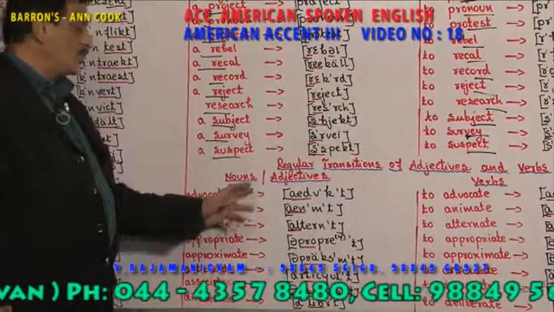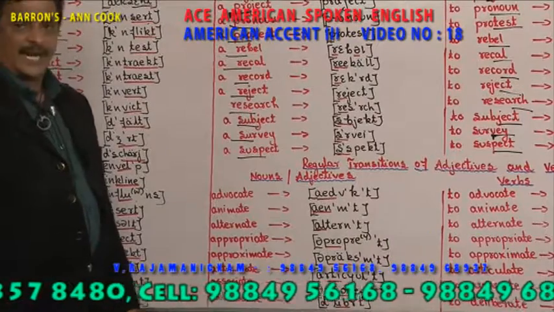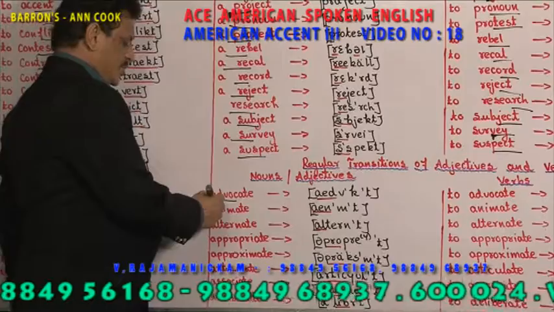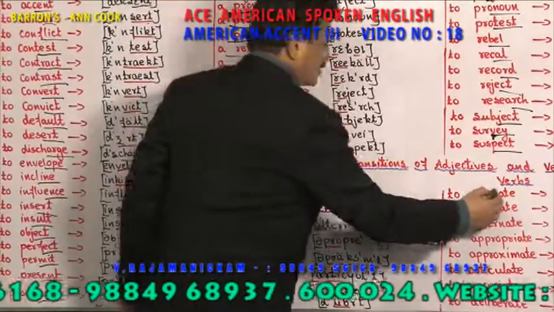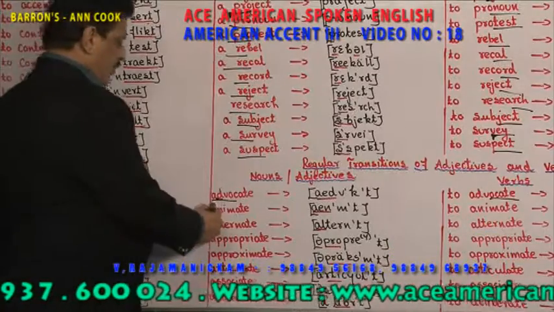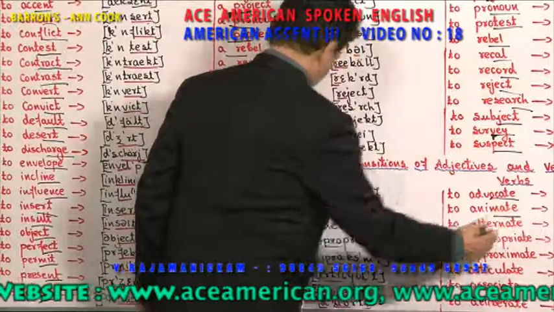So next, nouns and adjectives. See here. Advocate. It's a noun. Advocate is a lawyer. You're stressing on ad. To advocate means you are canvassing something. To advocate. Animate. You're stressing on animate. To animate. You are animating something.